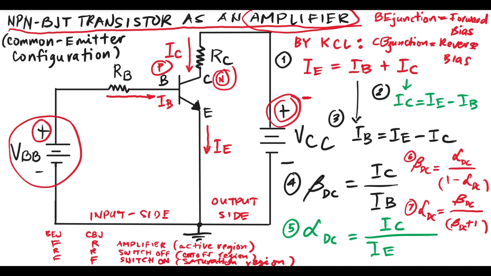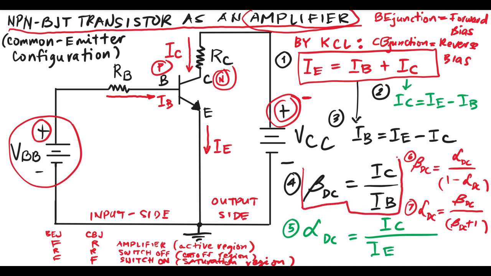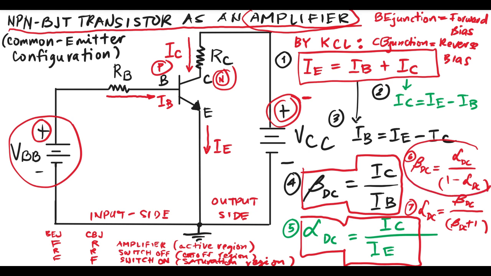We have the main formula, IE equals IB plus IC, as the most important formula to calculate currents. And we have beta, which is equal to IC over IB, and alpha, which is equal to IC over IE, plus the two extra formulas I have given here. In case you know the alpha, you can divide it by 1 minus alpha to get the beta. And to get alpha, we can get it from the value of beta, which is beta over beta plus 1.